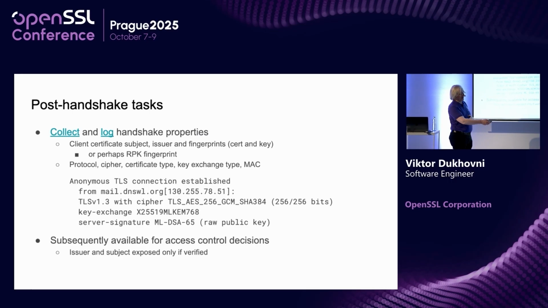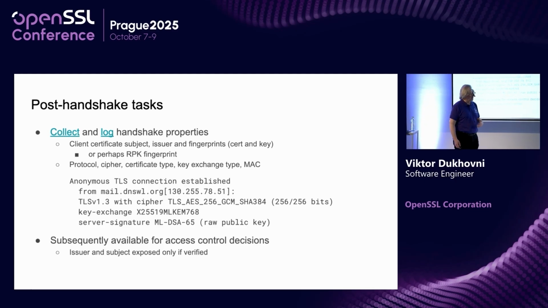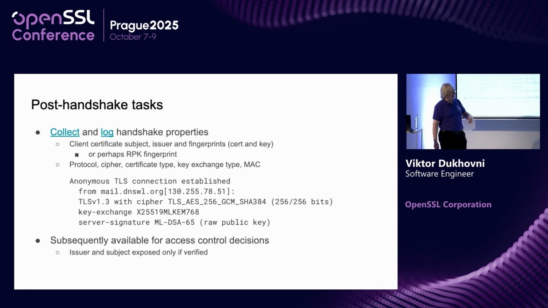So it reports things like this anonymous connection from the dnswl.org people, to my server. Key exchange was actually X25519MLKEM. So the DNSWL people are running a fairly recent version of OpenSSL and a recent version of Postfix that supports this. So cool, they're eating the same dog food that my server is. Okay.